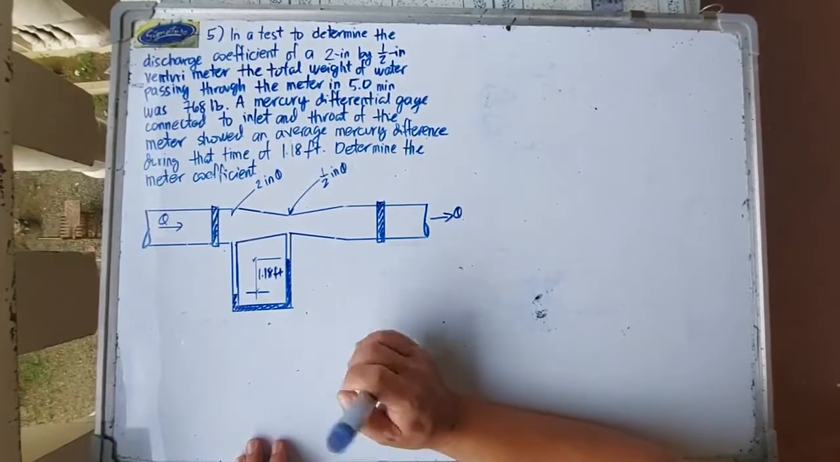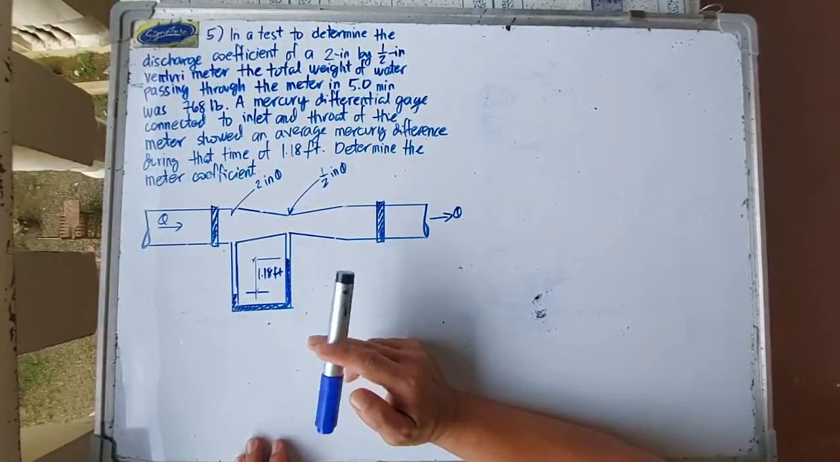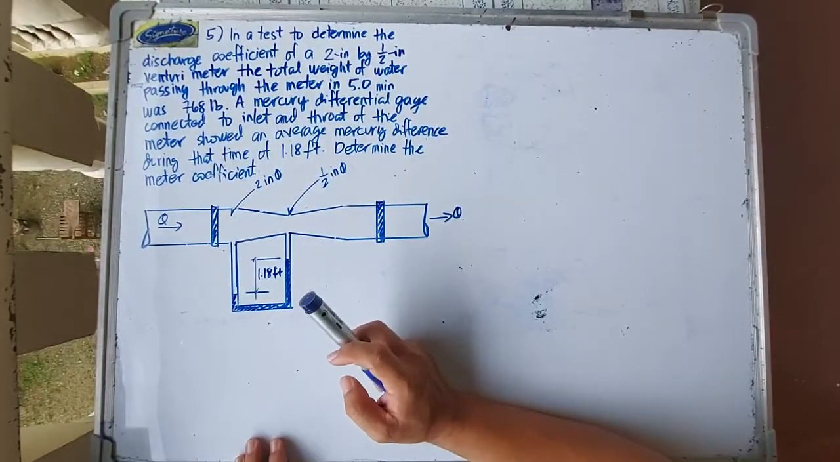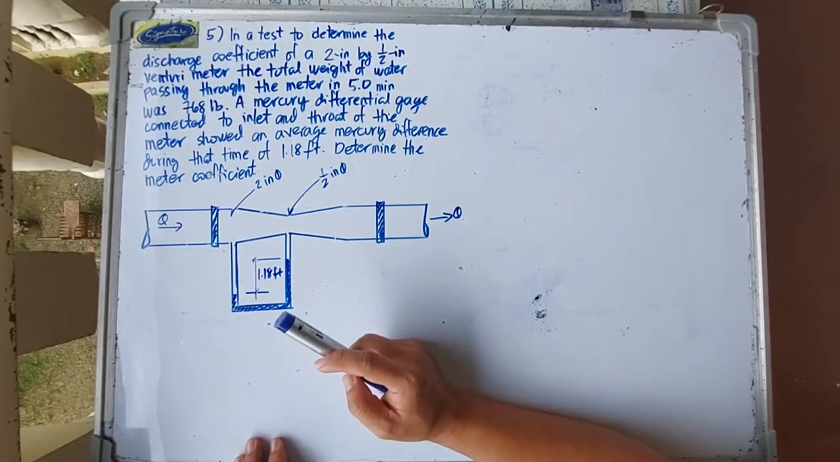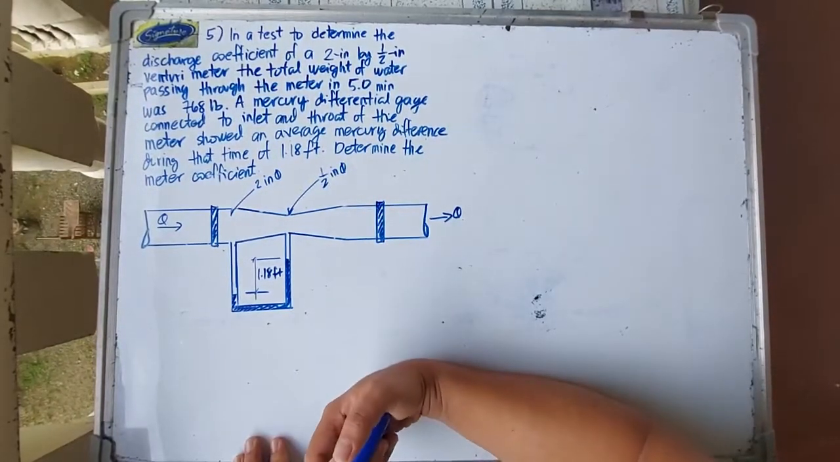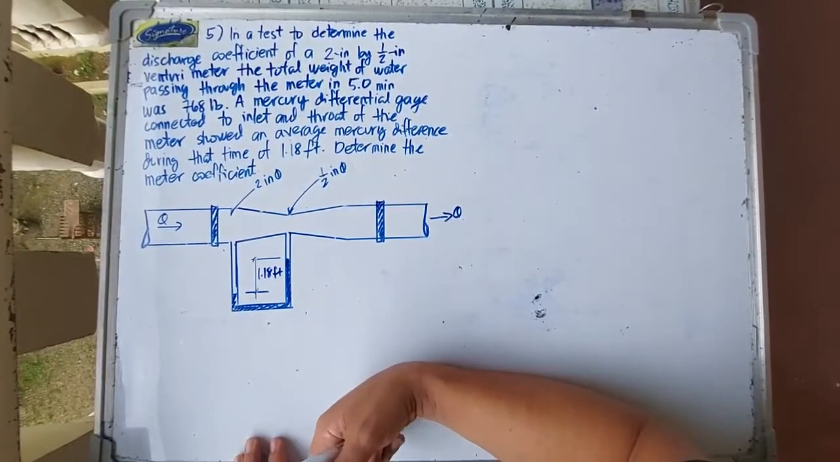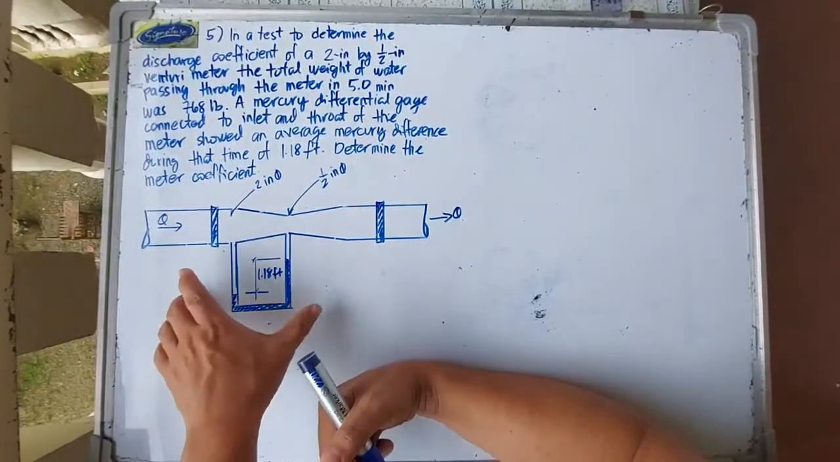So number five, in a test to determine the discharge coefficient of a 2 inches by 1/2 inches Venturi meter, the total weight of water passing through the meter in 5 minutes was 768 pounds. A mercury differential gauge connected to the inlet and throat of the meter showed an average mercury difference during the time of 1.18 feet. Determine the meter coefficient. So we have a Venturi meter.